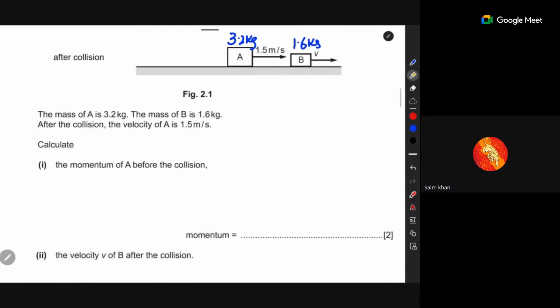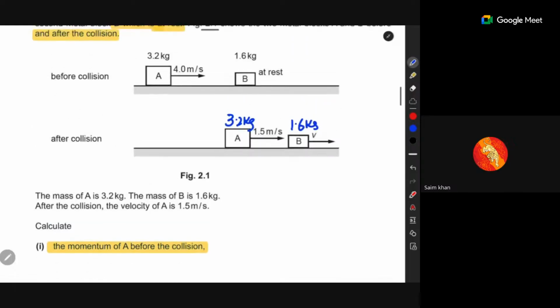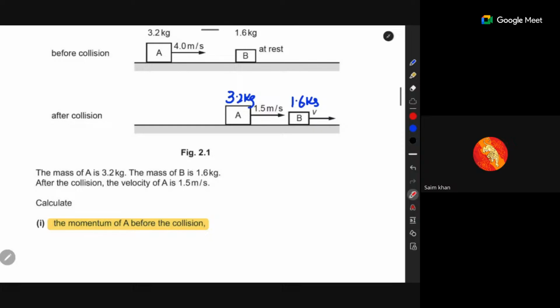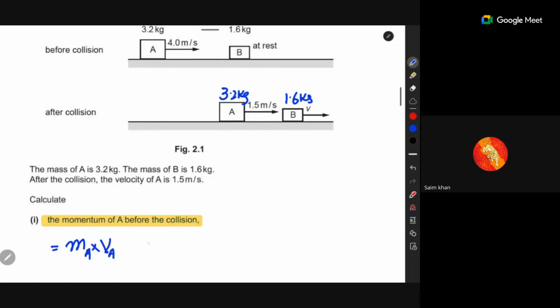Okay, this is the question in chunks. Calculate the momentum of A before collision. What we have to do? We have to calculate the momentum of A before collision. Now, what is the momentum of A? I have to consider only this aspect. So its mass and velocity will be considered, right? So mass of A into velocity of A.